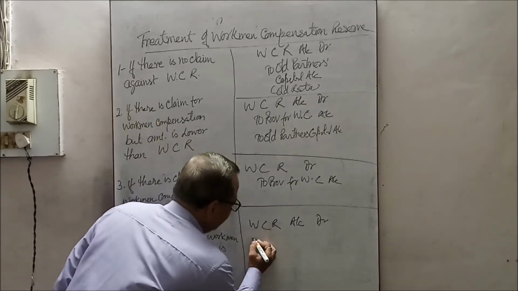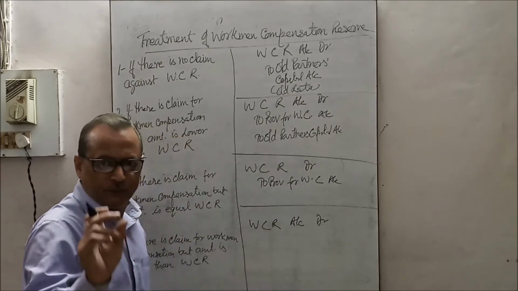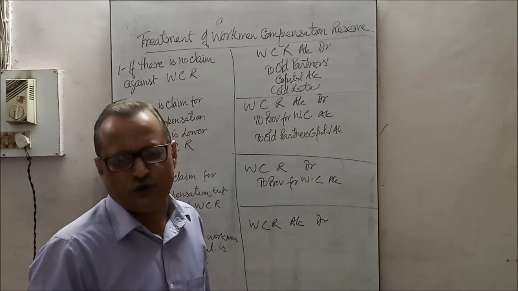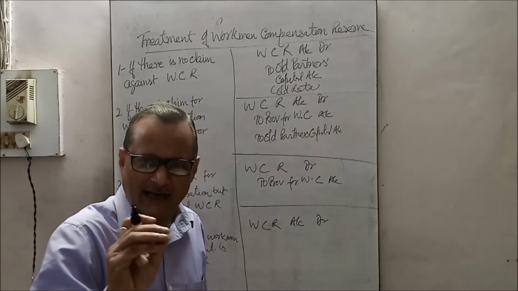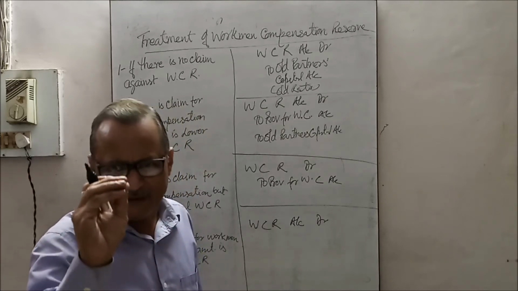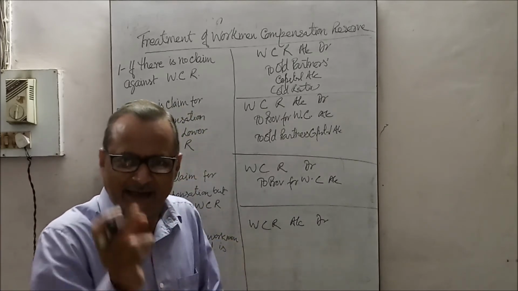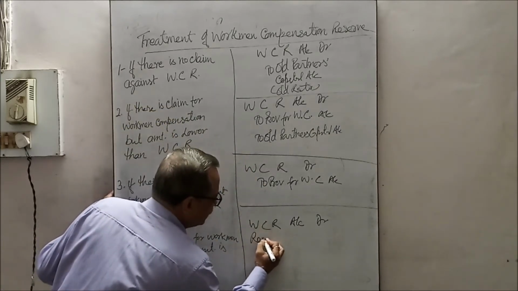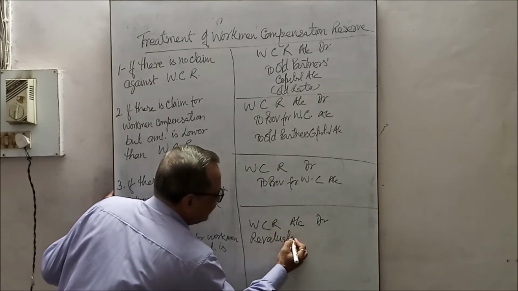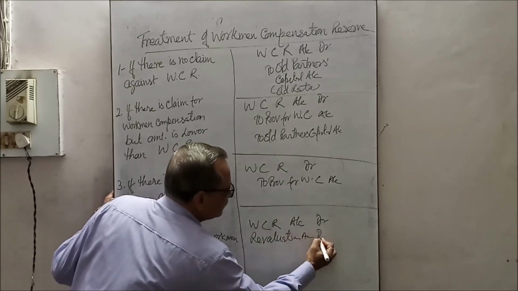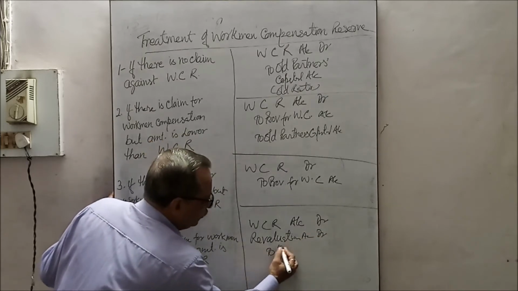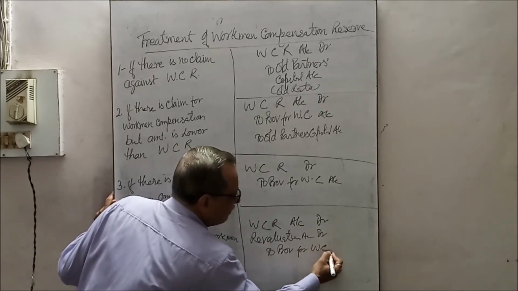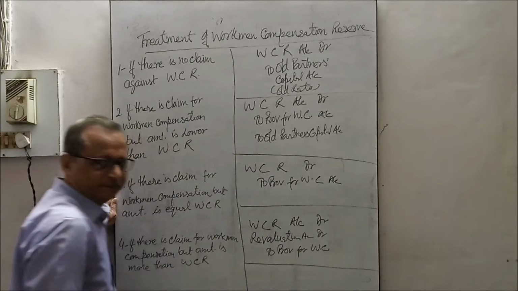And then the amount which is less than the actual, meaning the difference between the amount of claim and WCR, if the amount of claim is more, that more amount should be created from revaluation account. Revaluation account debit to provision for workmen compensation. This entry should be passed.